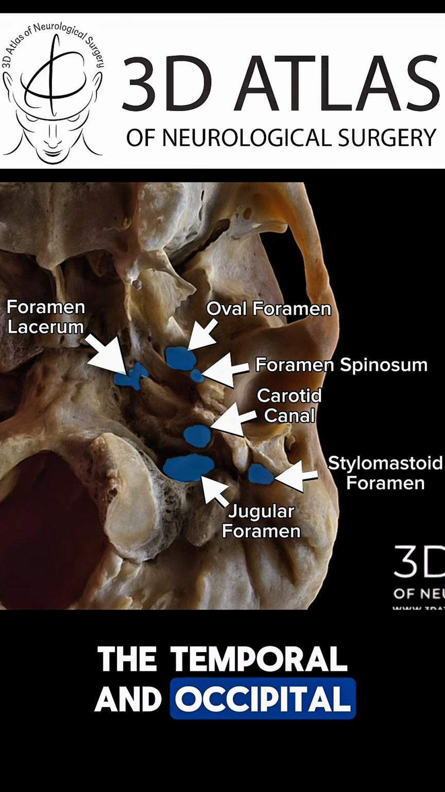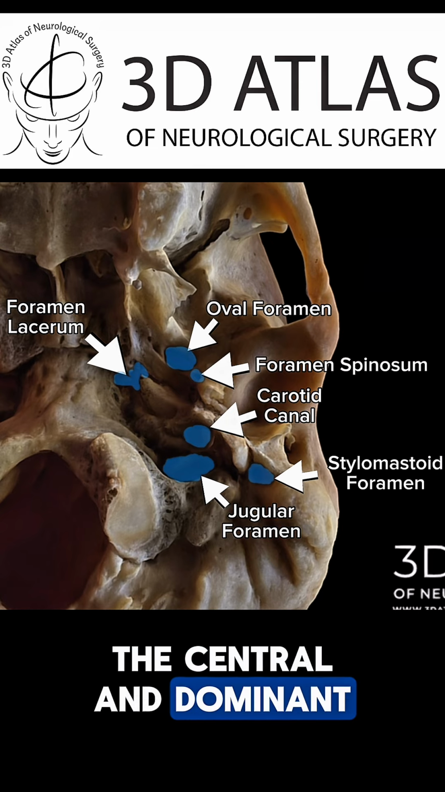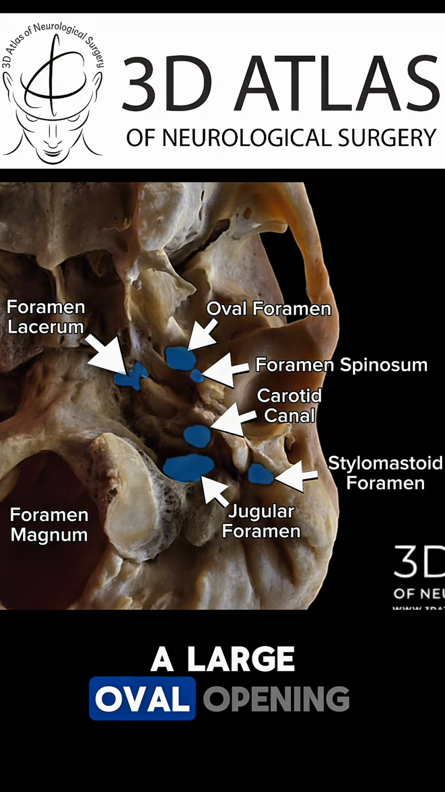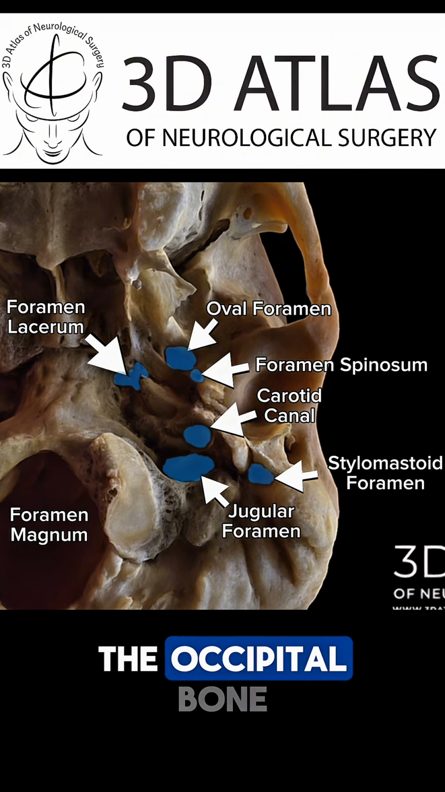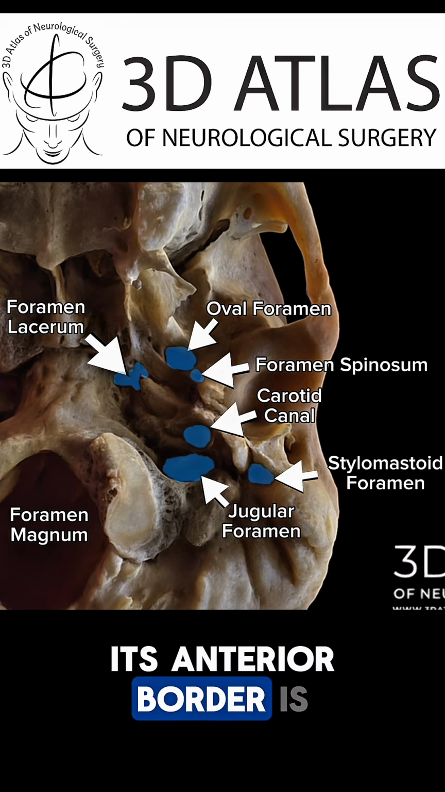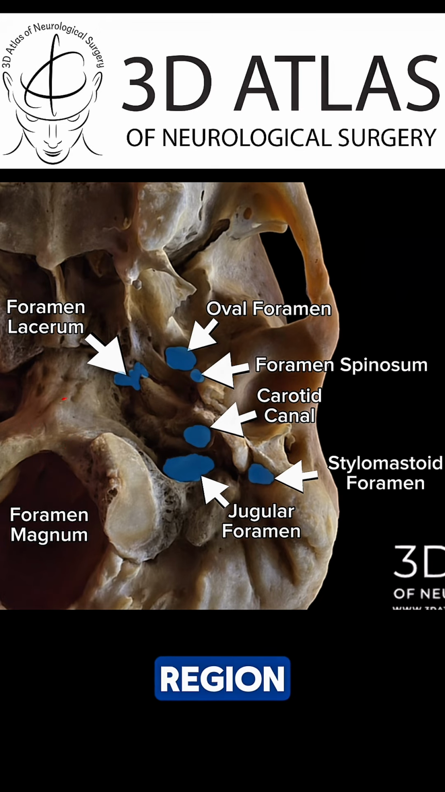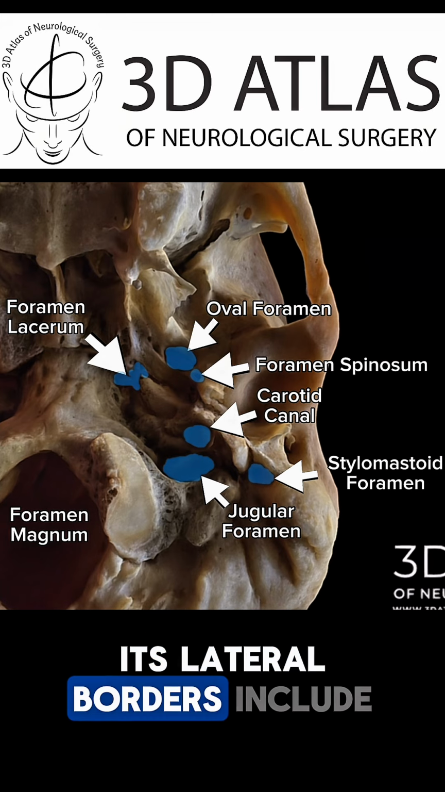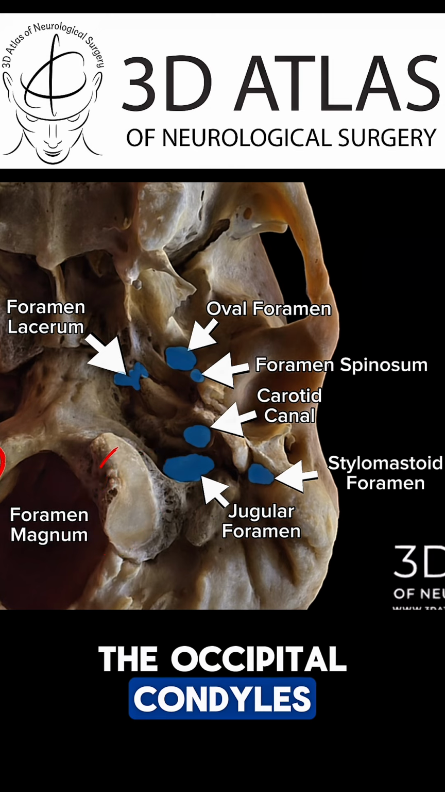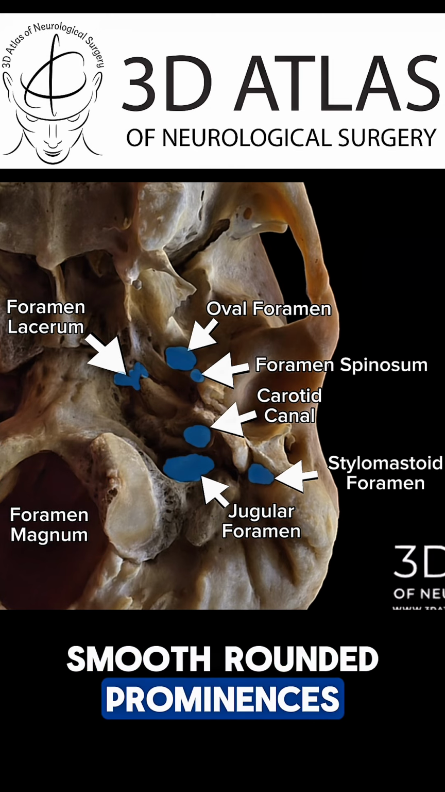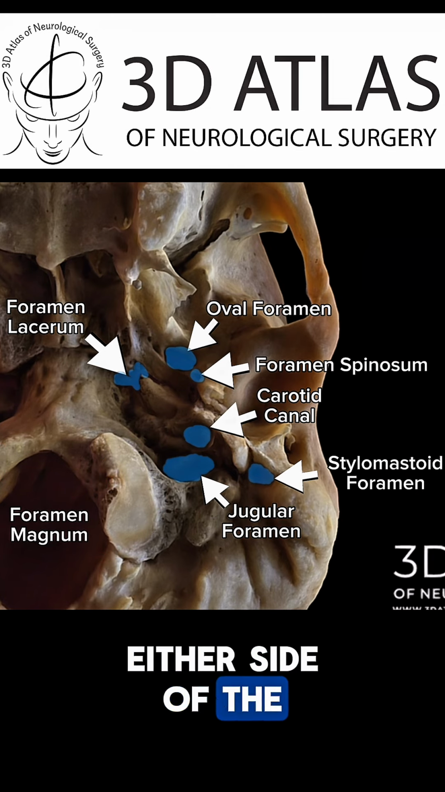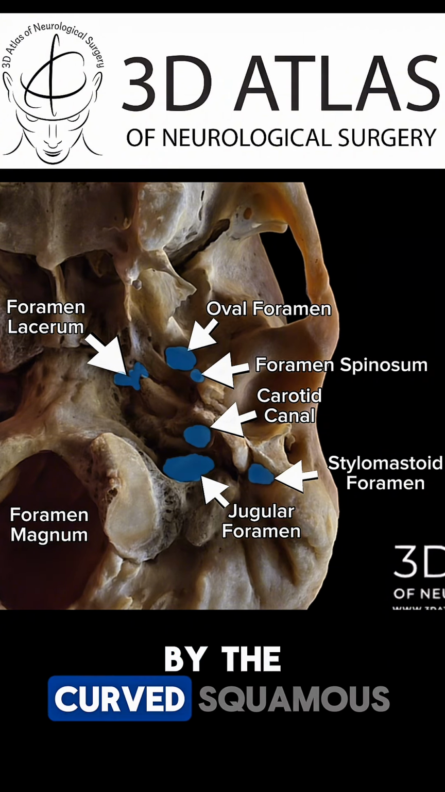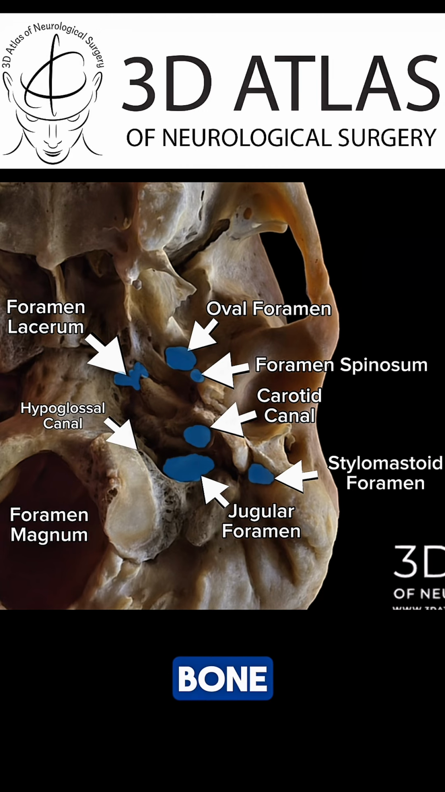temporal and occipital bones. The central and dominant feature of the norma basalis is the foramen magnum, a large oval opening occupying the midline of the occipital bone. Its anterior border is defined by the basioccipital region, which extends forward toward the body of the sphenoid. Its lateral borders include the occipital condyles, smooth, rounded prominences that project downward on either side of the foramen magnum. Posteriorly, the foramen is bordered by the curved squamous part of the occipital bone.